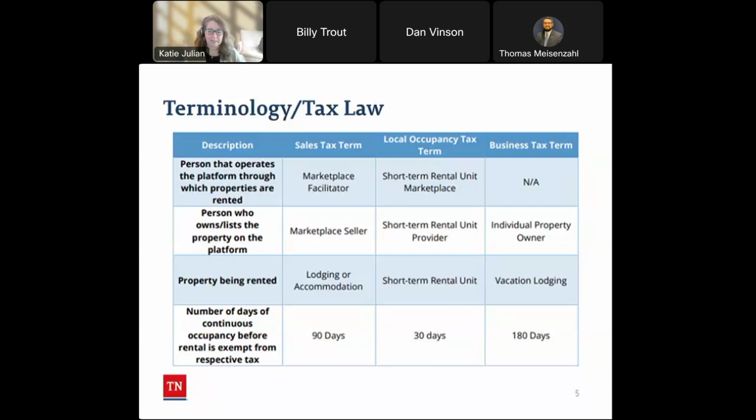And we'll break that down a little bit more when we talk about each specific tax type here in the next few minutes. One thing that is not listed on here is a term that we call a vacation lodging service or a property management company. That's not listed on this chart, but we will go into detail about what that is because it's kind of looked at differently when it comes to occupancy tax and sales tax and business tax.